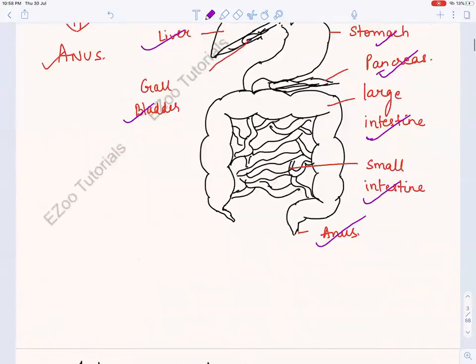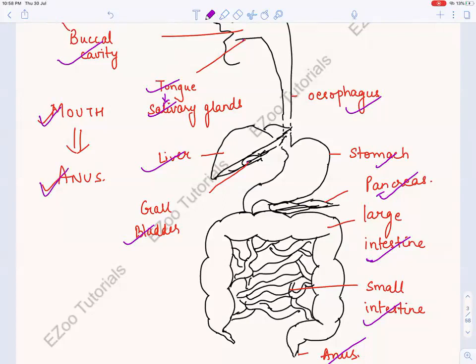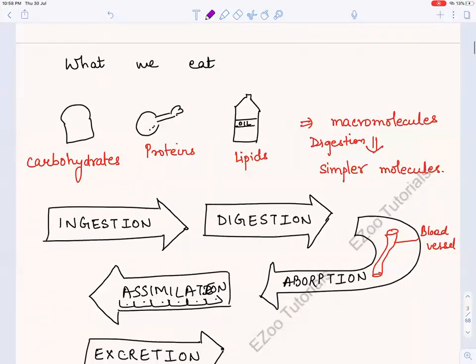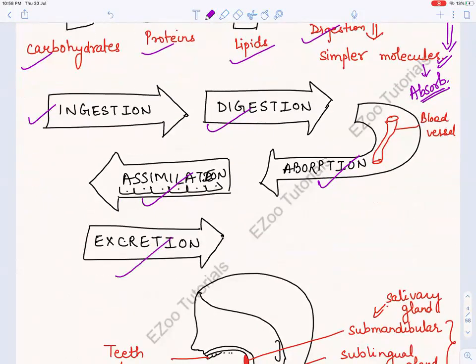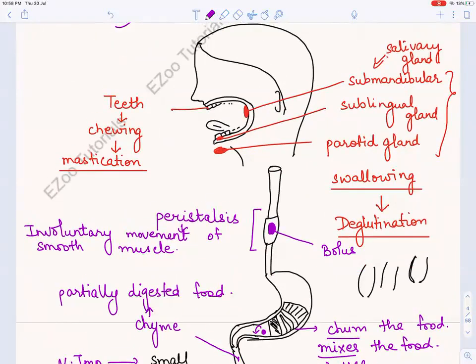So the alimentary canal is from mouth to anus. Then we asked ourselves, what do we eat? We eat carbohydrates, proteins, lipids. These are macromolecules. We need simpler molecules so that the body can absorb, and that is called digestion. So we just gave fancy words to the things we do while eating: ingestion, digestion, absorption, assimilation, and excretion. Then we saw teeth. Chewing is mastication, swallowing is deglutition, and then peristalsis.